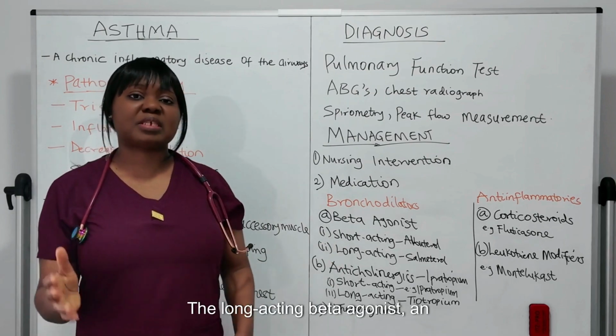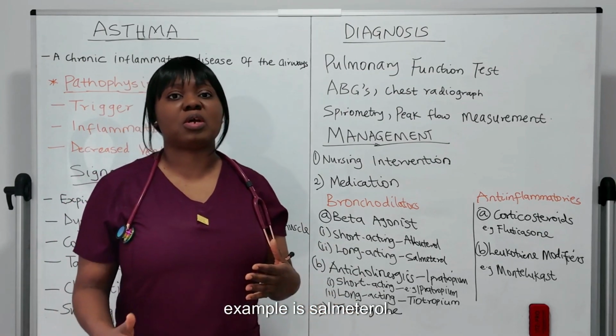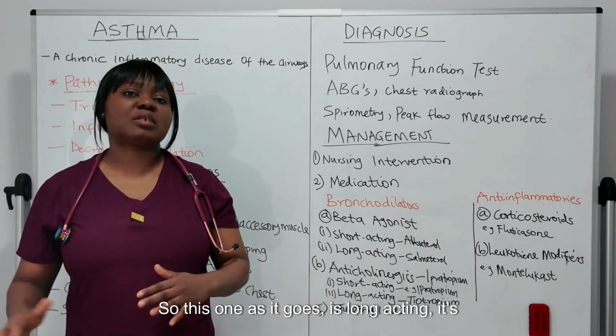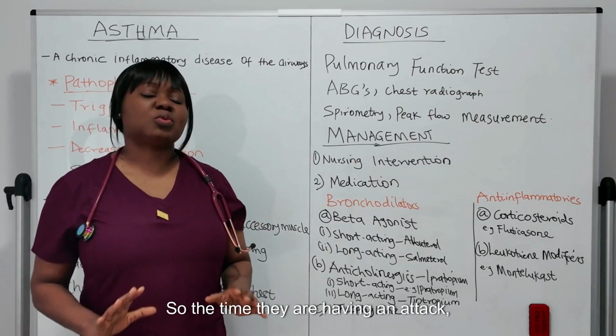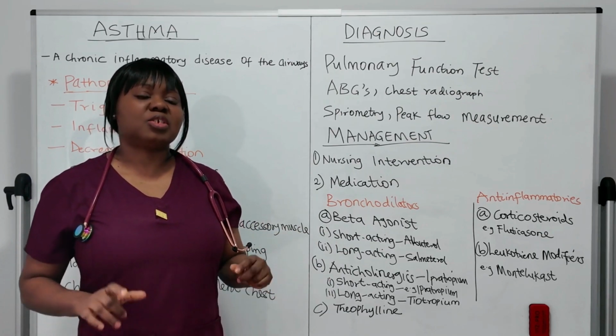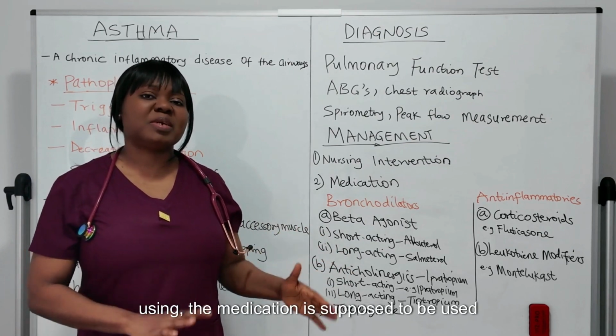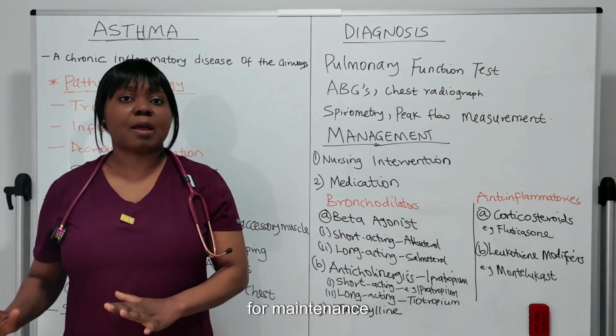The long-acting beta agonist, an example is Salmeterol. This one, as it goes, is long-acting, so it's supposed to be a maintenance therapy. When they are having an attack, it shouldn't be the medication they are using. The medication is supposed to be used for maintenance purposes.